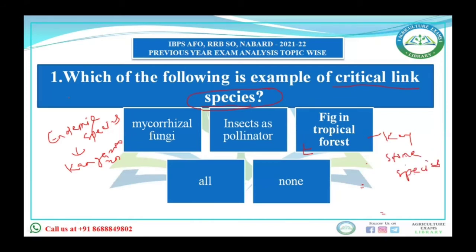Okay, now critical link species. A species which establishes an essential link with other species to help the latter in some vital activity is known as critical link species, like mycorrhizal fungi. Insect working as a pollinator. These are all examples of critical link species. Then see, the all option will not be there. Options will be A and B.